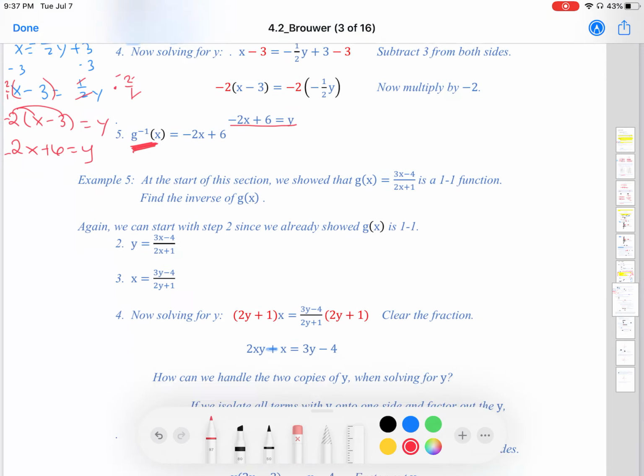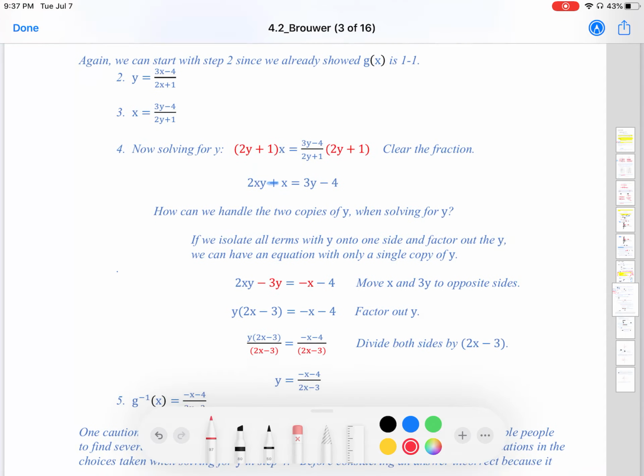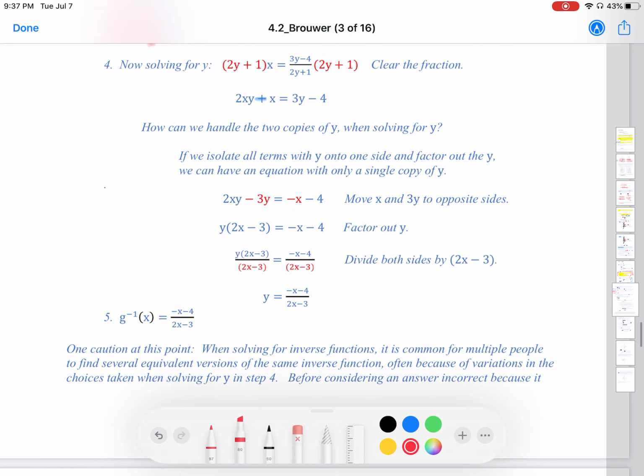All right, let's do example 5. At the start of the section, we showed g of x equals (3x minus 4) over (2x plus 1) as a one-to-one function. Let's find the inverse. All right, so first we want to replace g of x with y, which we have here. Then we want to swap our x's and y's, so we swap those letters. All right, now we want to solve for y.